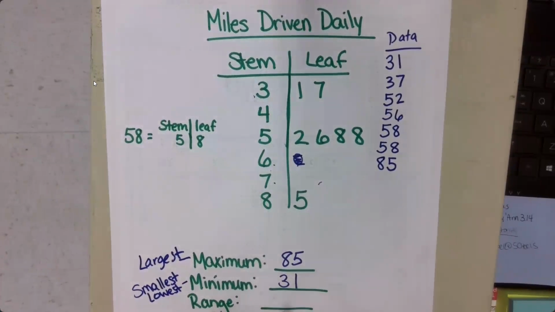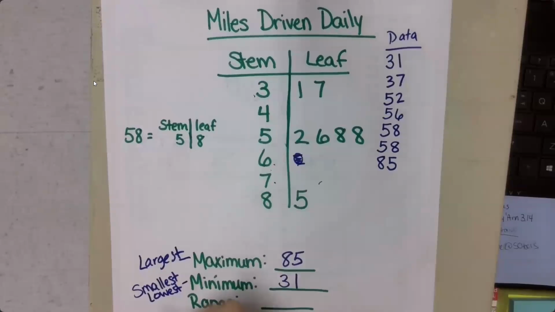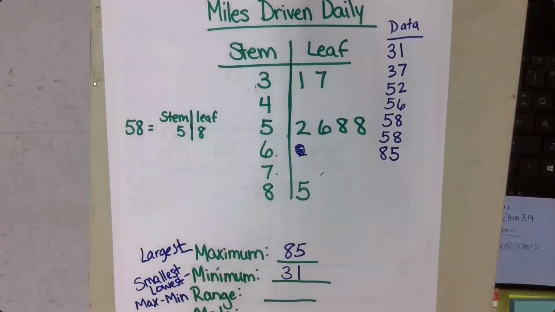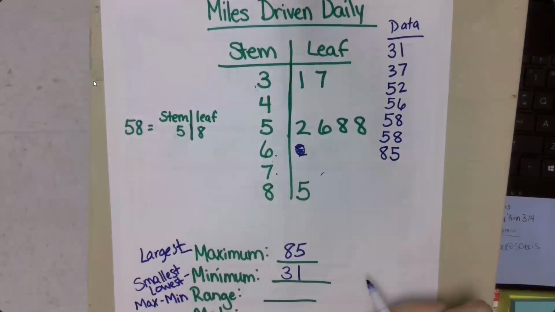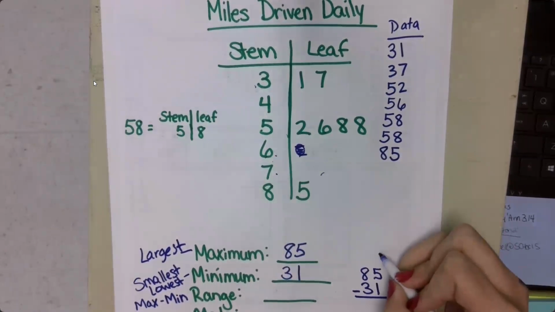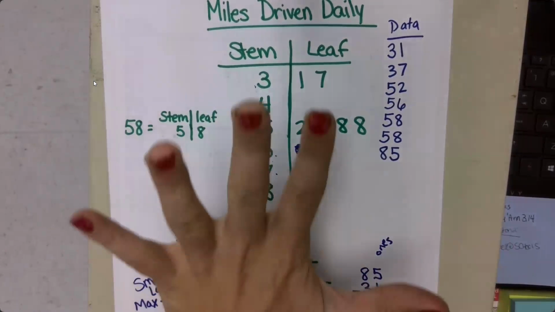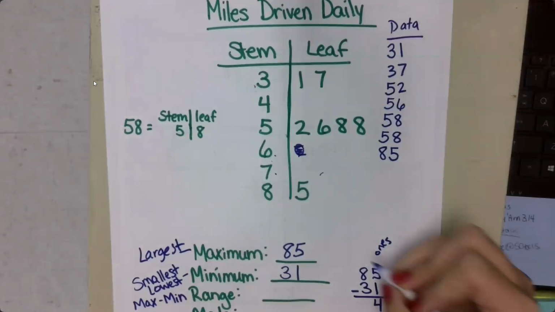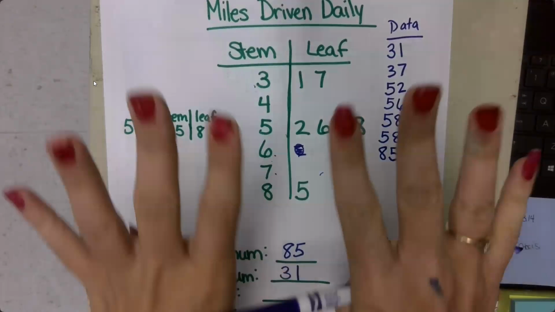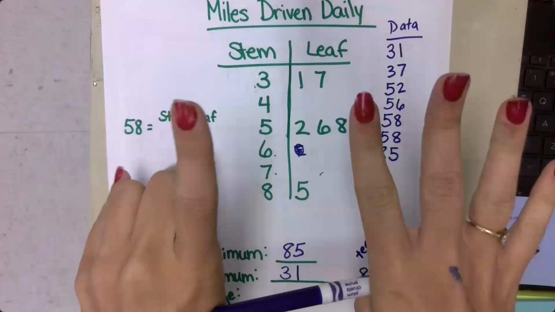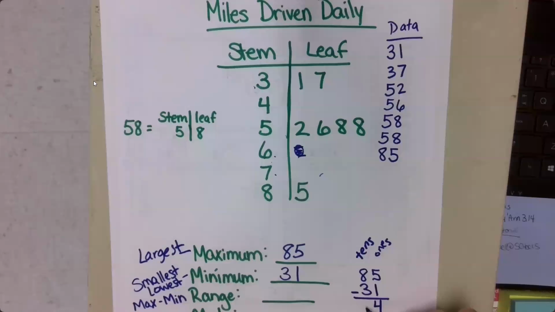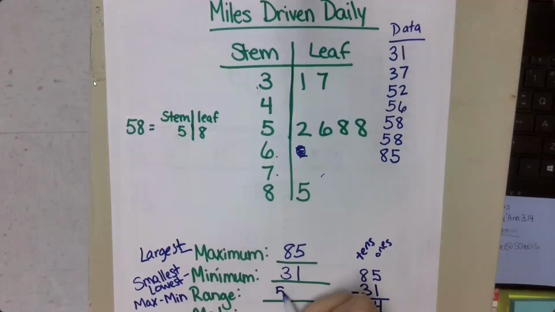Our range is going to be our maximum minus our minimum, our largest number minus our smallest number. Of course, we can't do smallest minus the largest. So I'm going to do 85 minus 31. I'm going to do that math over here. 5 minus 1 in the ones place is 4. Now in the tens place, I have 8, and I'm going to take away 3. That leaves me with 5. So 54 is our range.